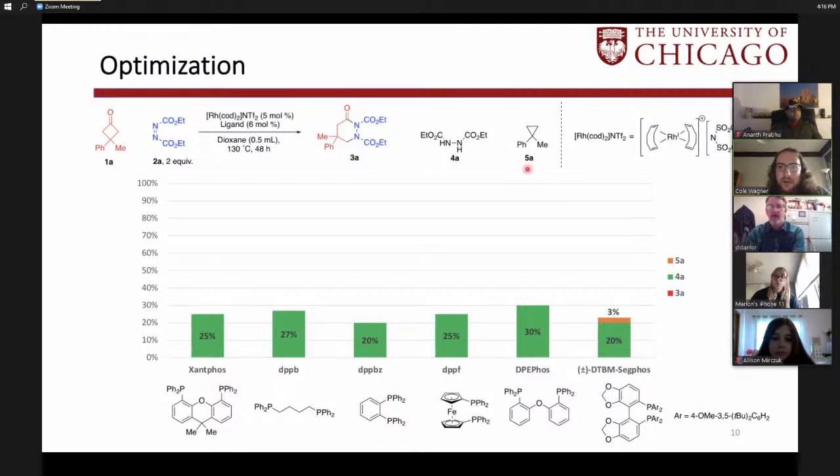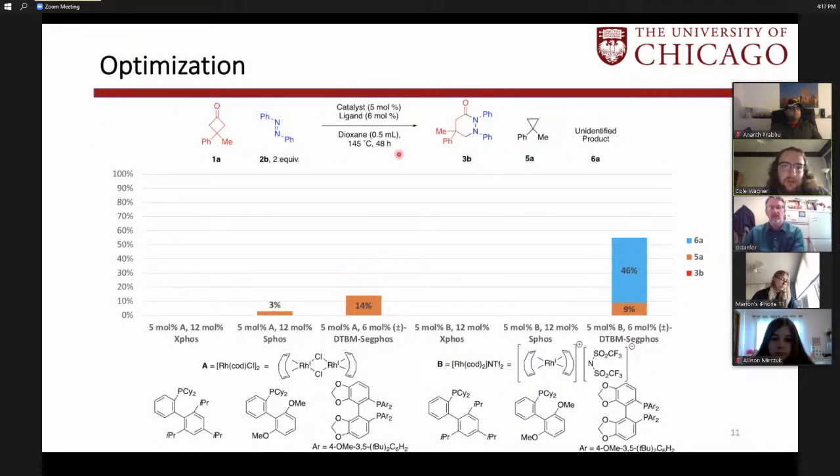So this is a good indication that CC activation is happening, because for the decarbonylation to happen, you have to have the rhodium do the oxidative addition, then deinsert the carbonyl group from the ketone, and then reductive elimination to form the three-membered ring. So at this point, we switched from azodicarboxylates to these diazines, these really brightly colored compounds where the substituents on the nitrogen are these phenyl groups.